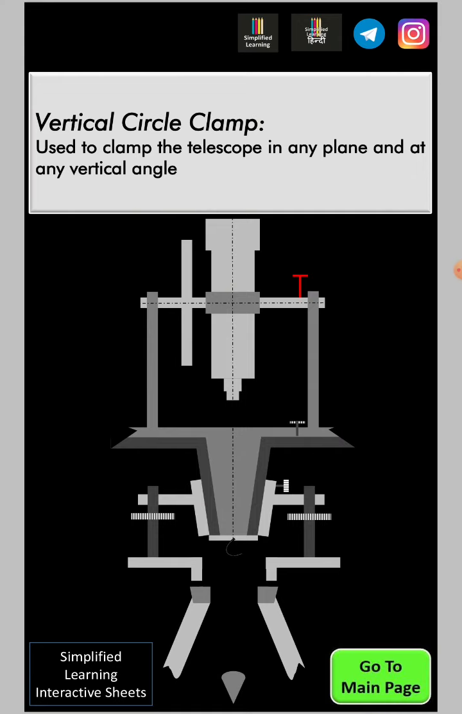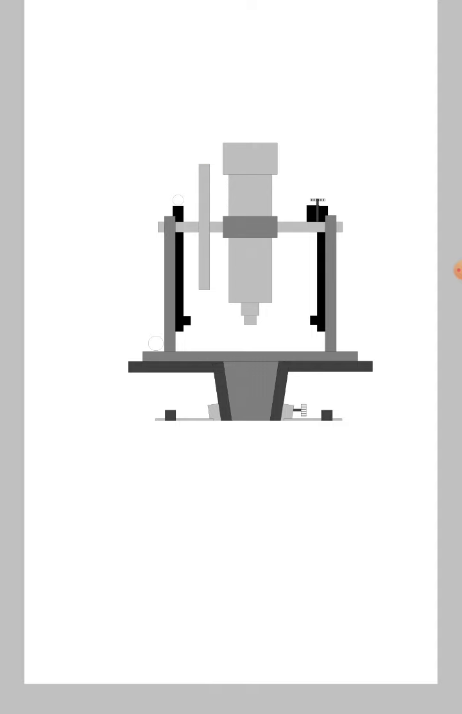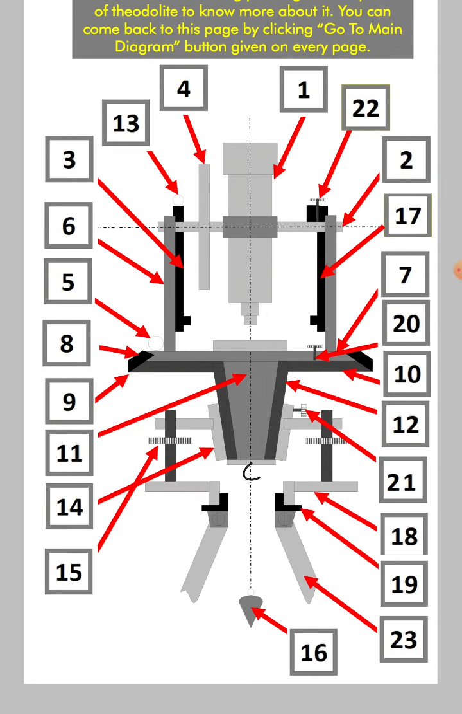So this component number 22 is nothing but the vertical circle clamp, and a description of its utility is provided here, that is, it is used to clamp the telescope in any plane and at any vertical angle. Now if you want to see another component, you have to click in the bottom right, which says go to main page. Let's try clicking go to main page. Alright, we are back at the main diagram.